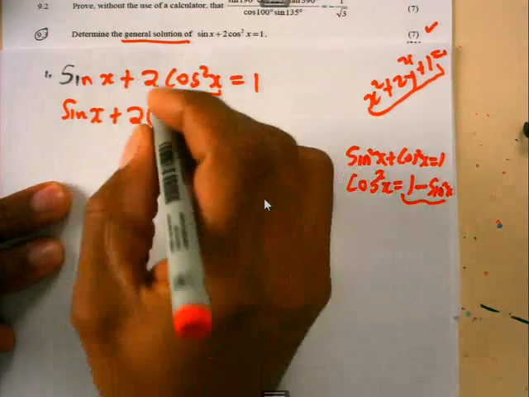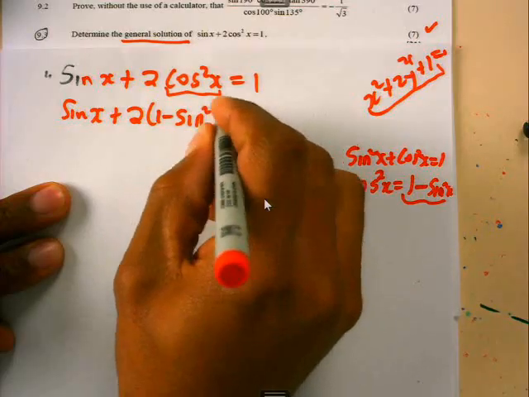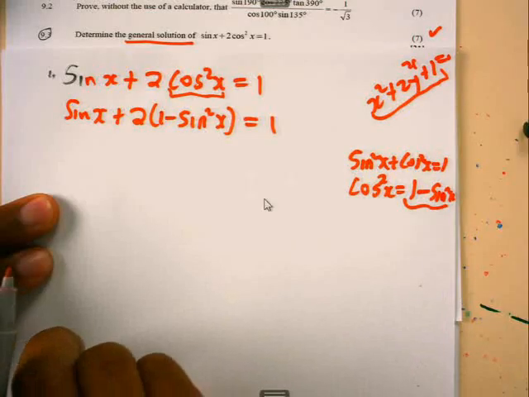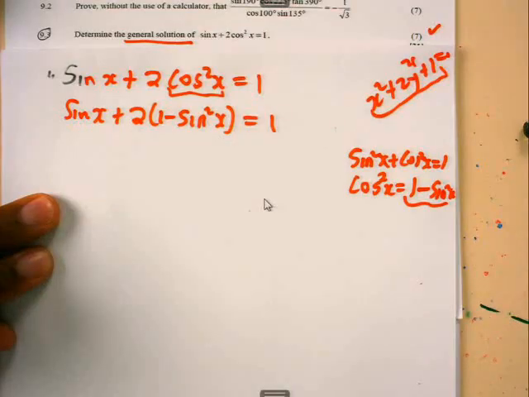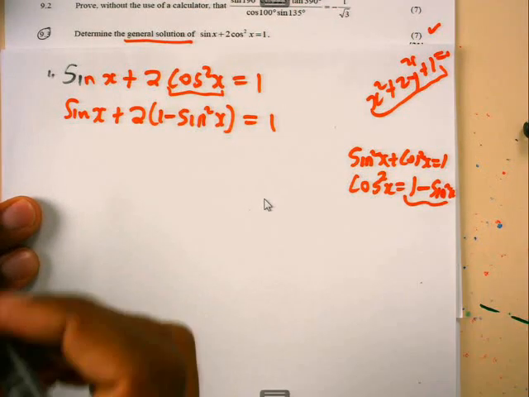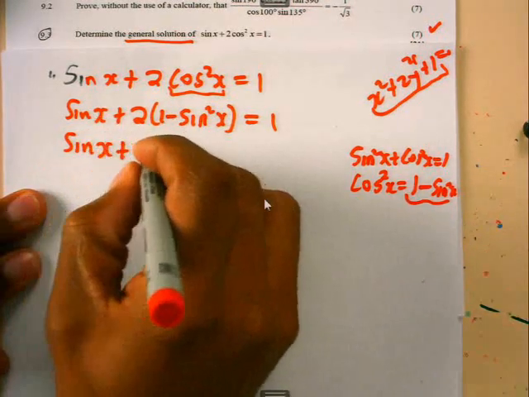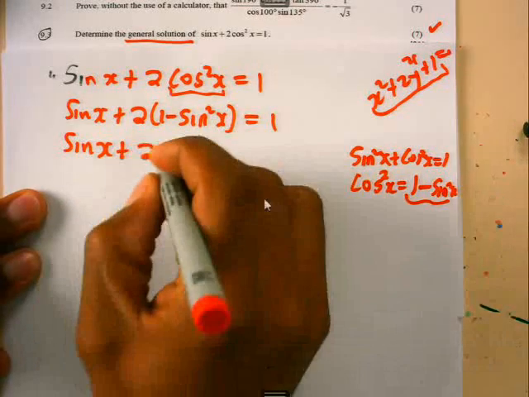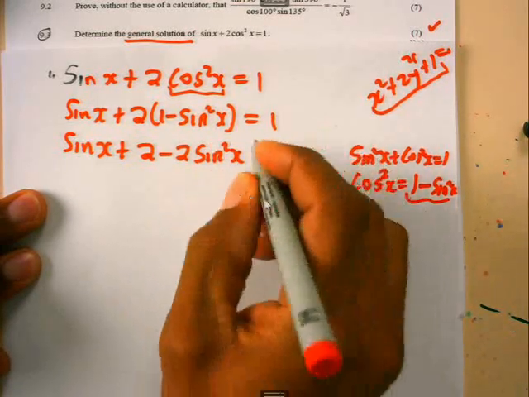Of course, now we open the brackets, we have sine x plus 2 times 1 minus sine squared x is equal to 1. Now look at this one. This is sine x, this is sine squared x. Can you see now it's everything in terms of sine? Then it will be easier for me to solve this problem. Let me simplify. That is sine x plus 2 times 1 is 2. Then 2 multiplied by negative sine squared x will be minus 2 sine squared x, is equal to 1.